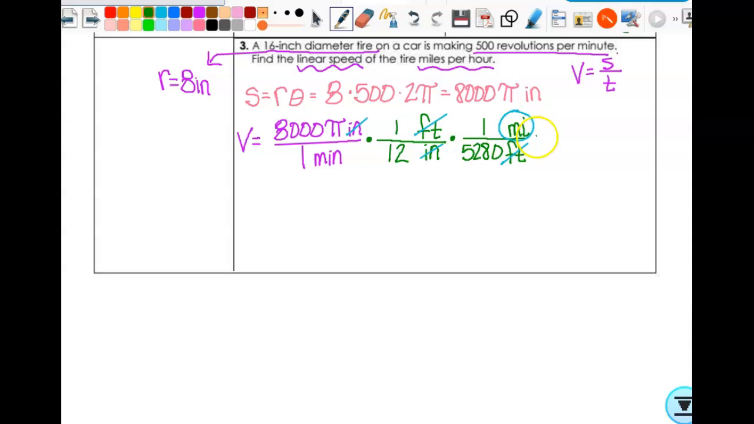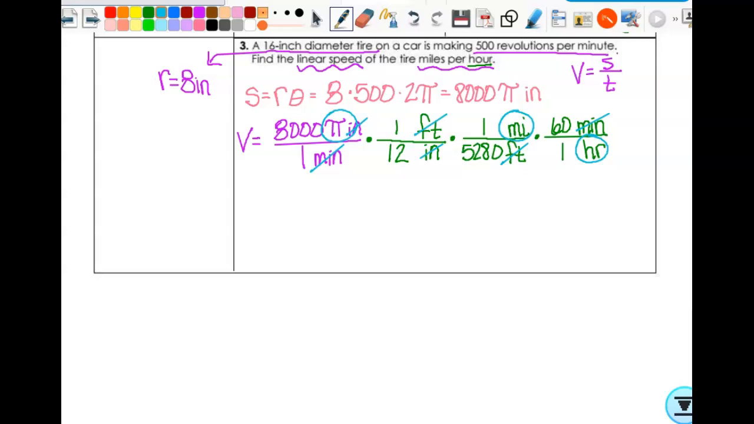And then I'm going to multiply by, so I have my miles. I need the minutes to go to hours, so I put minutes in the numerator, hours in the denominator, and I know there's 60 minutes for every 1 hour. The minutes cancel with the minutes, hours in the denominator. I'm also going to circle my pi because I'm going to let the calculator help me here, but I can't forget that there's a pi on there.